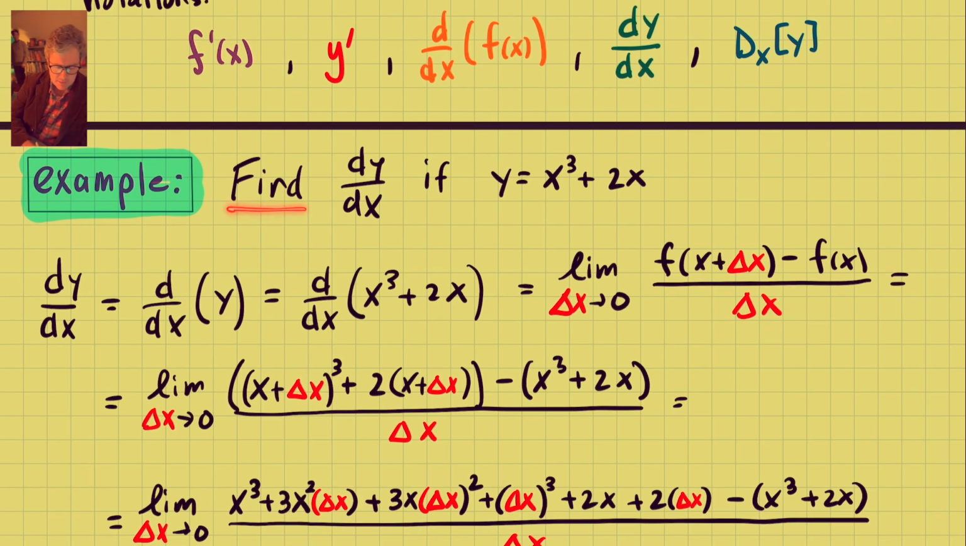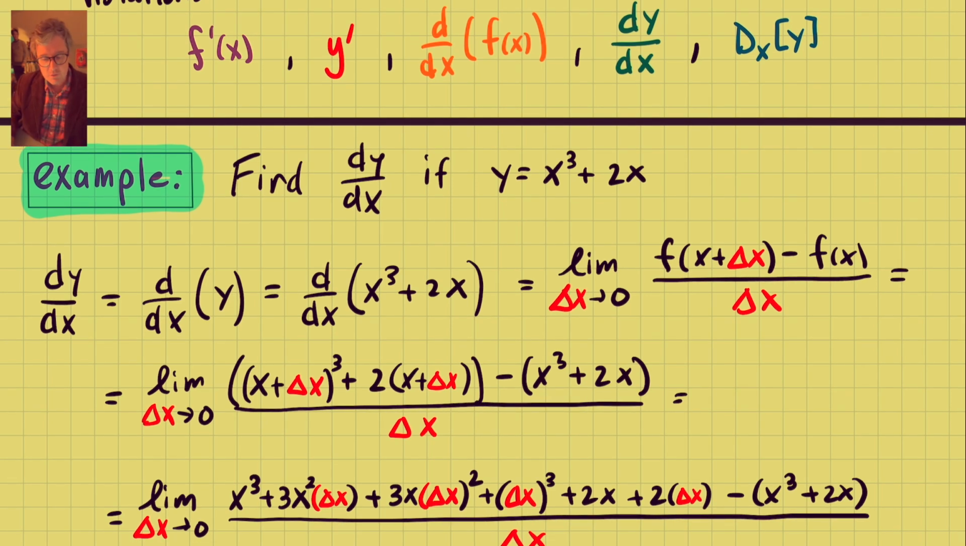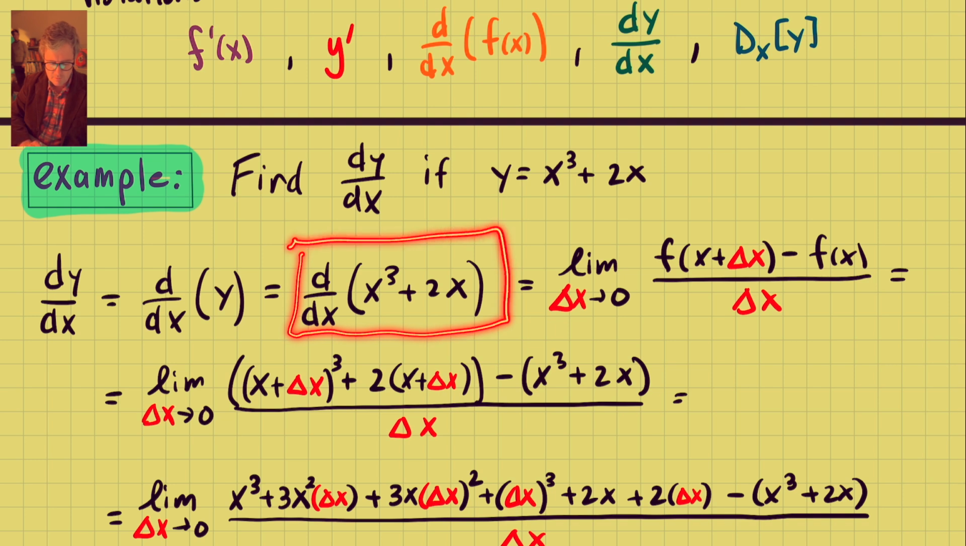This is saying find dy/dx if you have y equals x cubed plus 2x. So find the derivative of y with respect to x. That's what this notation tells you: the derivative of y with respect to the variable x, dy/dx. I'm being very heavy on the notation in this example. I just want to make sure you see how these things flow together. dy/dx is equal to d/dx of the y function, which is equal to d/dx of x cubed plus 2x.